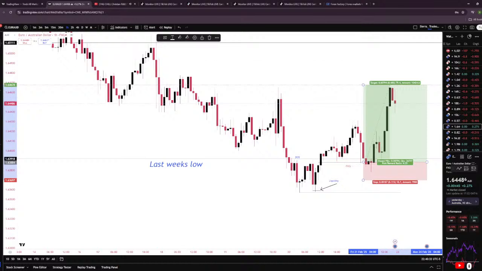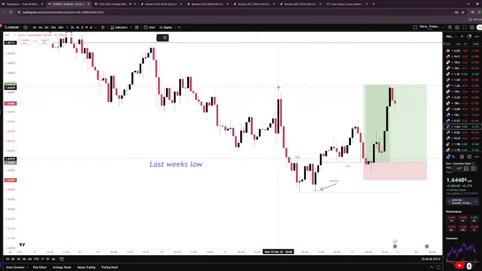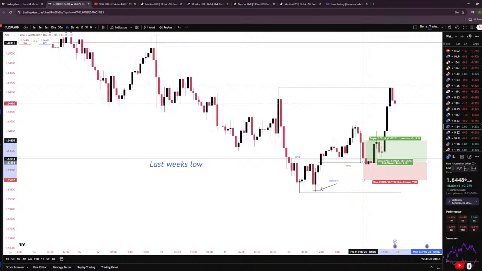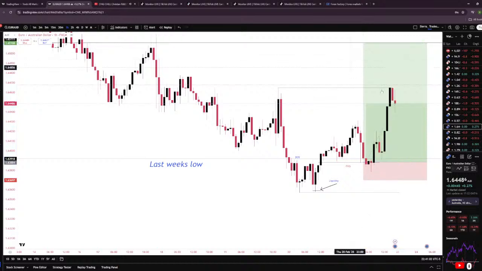and could have targeted this high here for TP, and then so that was 76 pips, which is a 4-to-1, or hold it over the weekend and catch this 6-to-1, 122 pips.